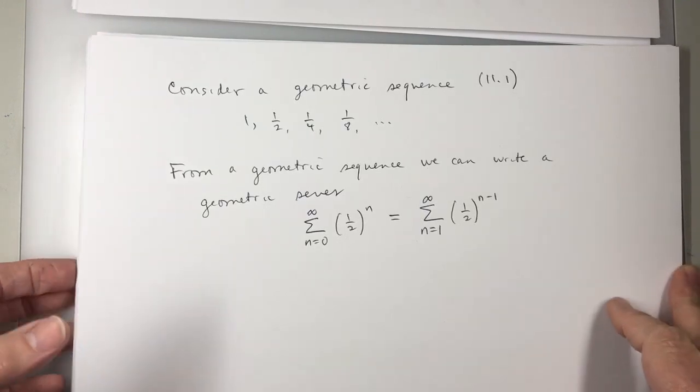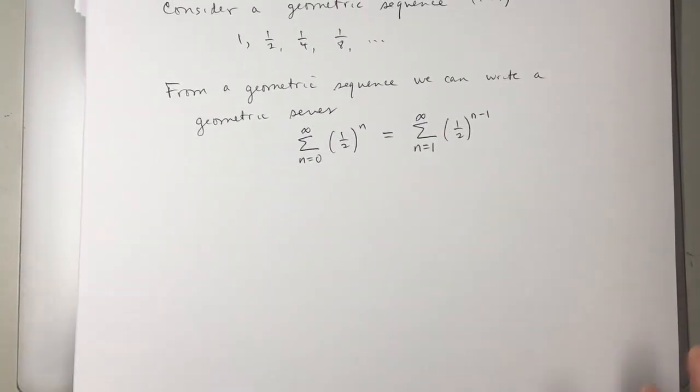For a geometric series, it's going to converge if the number you're multiplying by is between -1 and 1, not including -1 or 1.